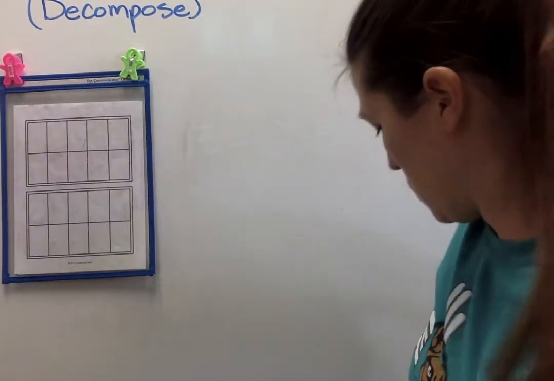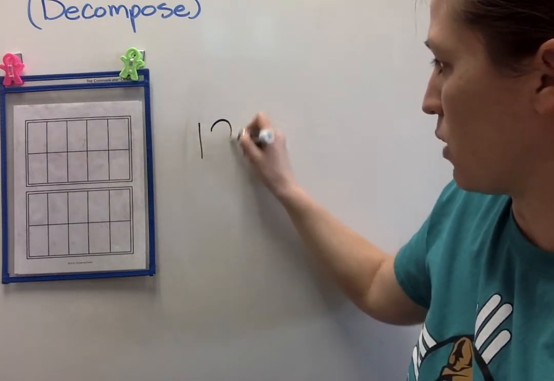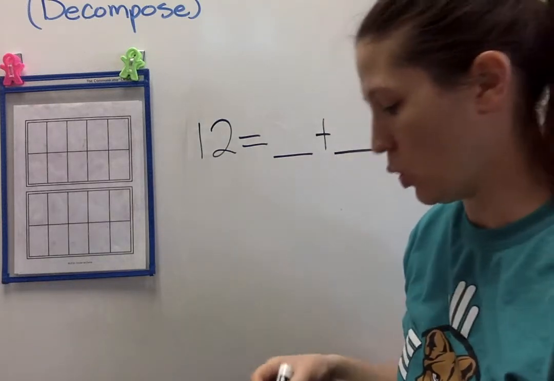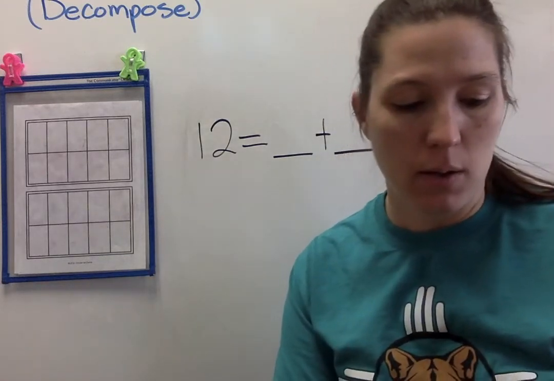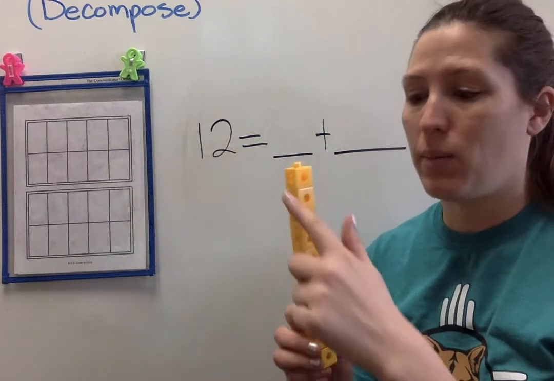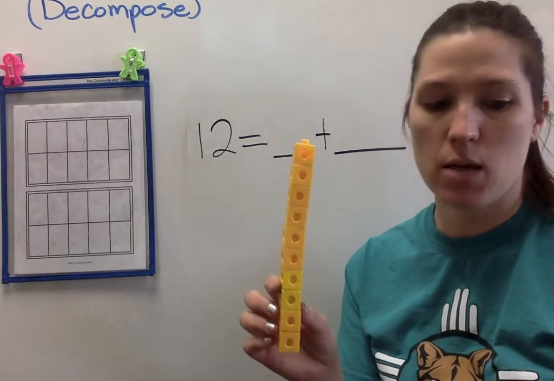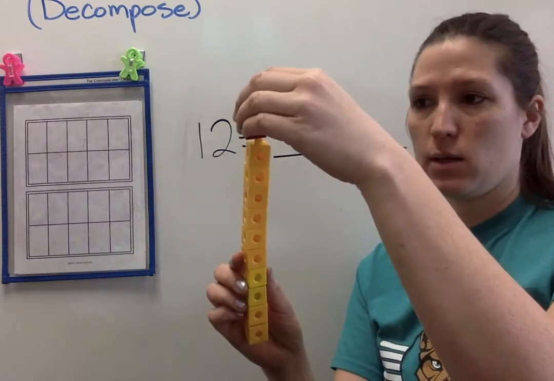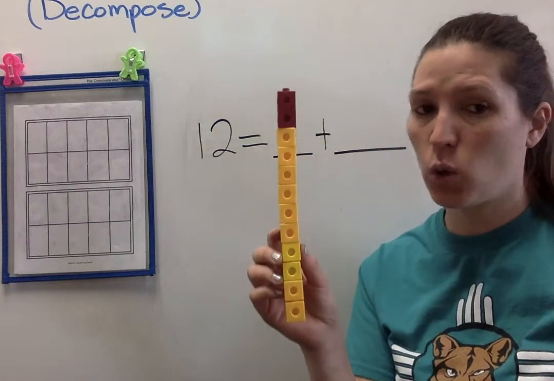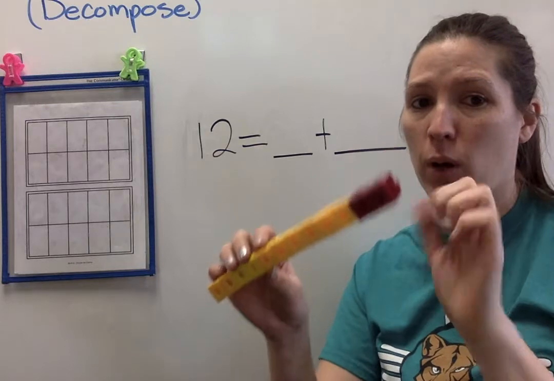If I were to show 12, let's say 12, equals blank plus blank. I need to fill in the two groups. I'm going to show you with my cubes. So if I make 12, I know I want to make a group of 10, and then I'm going to add more until I get to 12. So I'll say 10, 11, 12. I have my total here. I have 12. I need to break it apart. I need to decompose, break it apart.